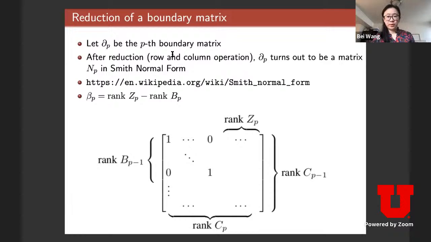The end result of the reduction is I would like to reduce the matrix into this form, where on the upper left corner there is a sub-matrix which just has ones along the diagonal, and the rest of the columns and the rest of the rows are empty. Once you finish this reduction, the empty columns correspond to the rank of the p-th cycle group, and the non-zero rows correspond to the rank of the (p minus one)-th boundary group, okay?